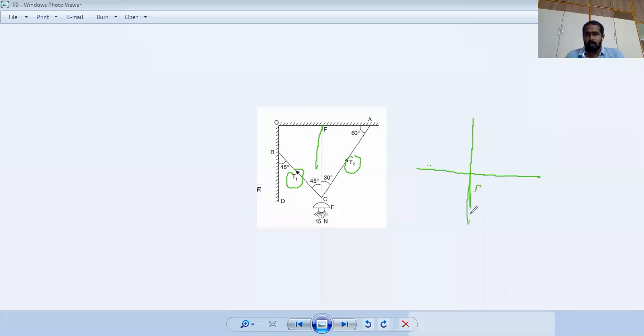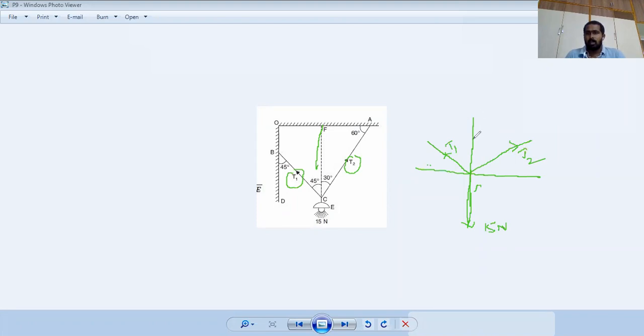So what is the weight of the lamp? 15 newtons, sir. So this is 15 newtons. This is 30 degrees, this is T2, and this is T1. Whatever angles he has given, kindly follow this method only. As per this method you can solve the problem.